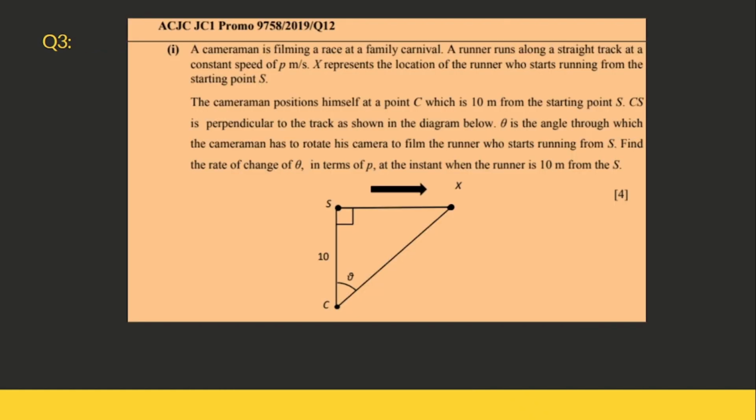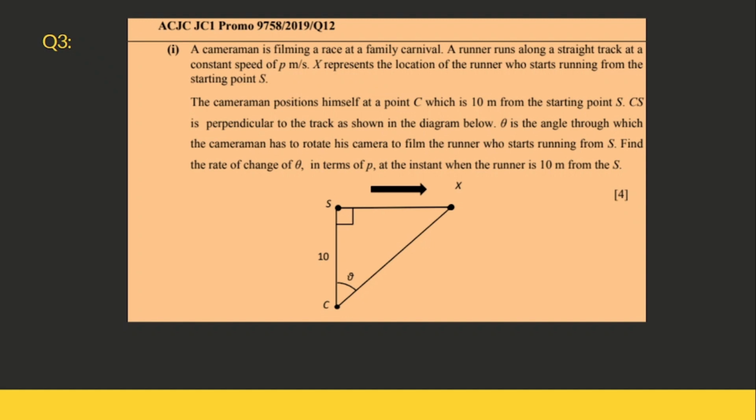Then the next part will be about a cameraman filming a race at a family carnival. A runner runs along the track at a constant speed of p. X represents the location of the runner who starts running from the starting point S. The cameraman positions himself at C, which is 10 meters from the starting point S. CS is the perpendicular distance to the track in the diagram below.